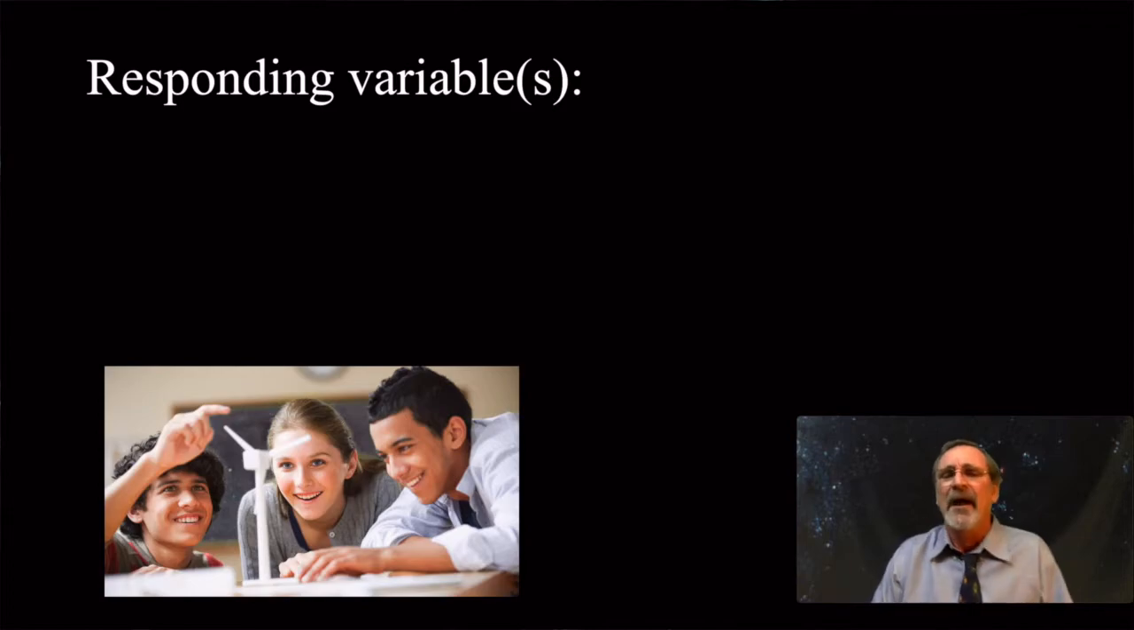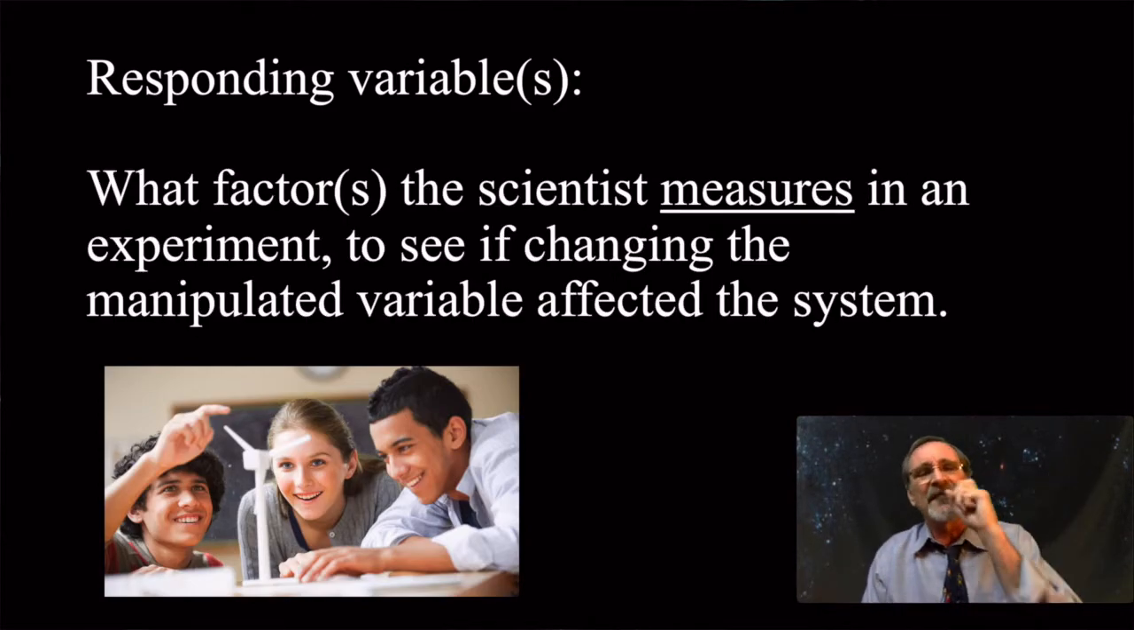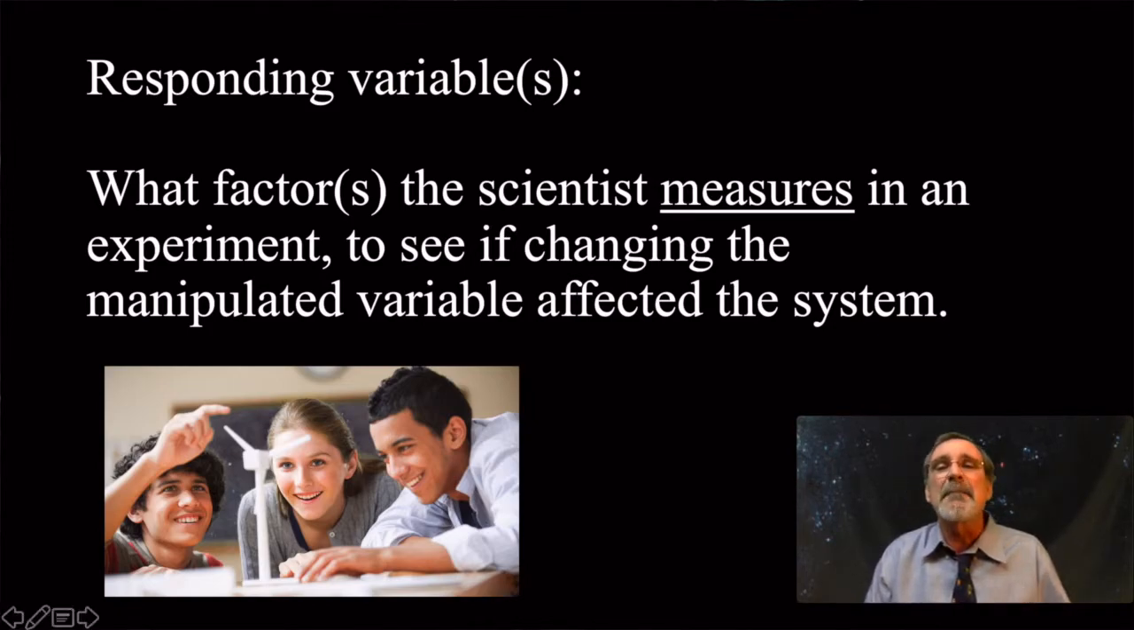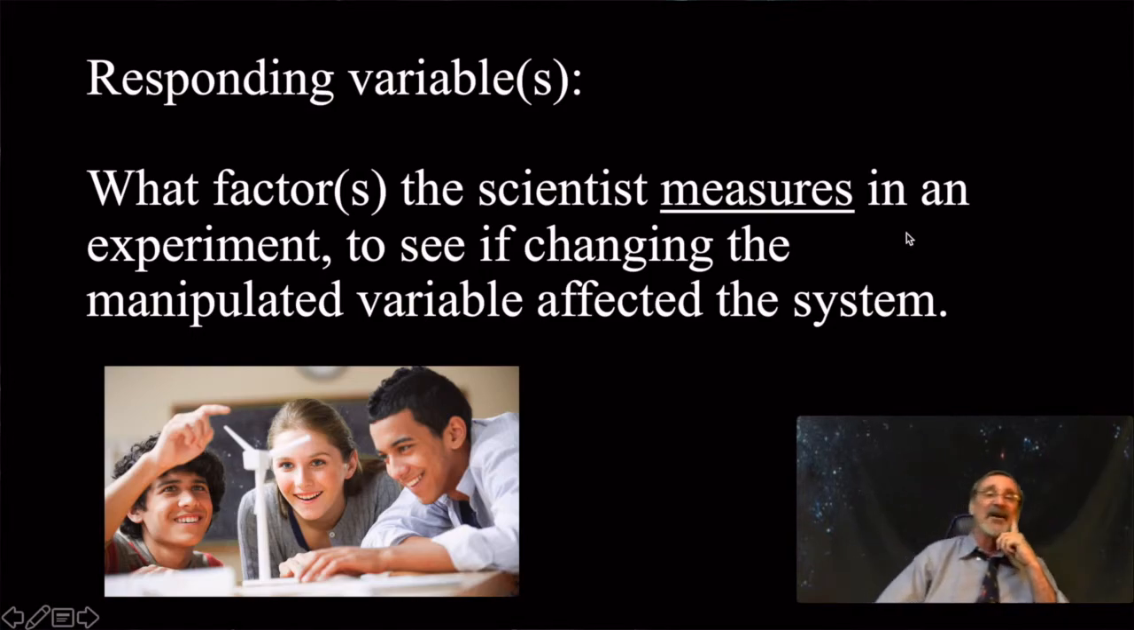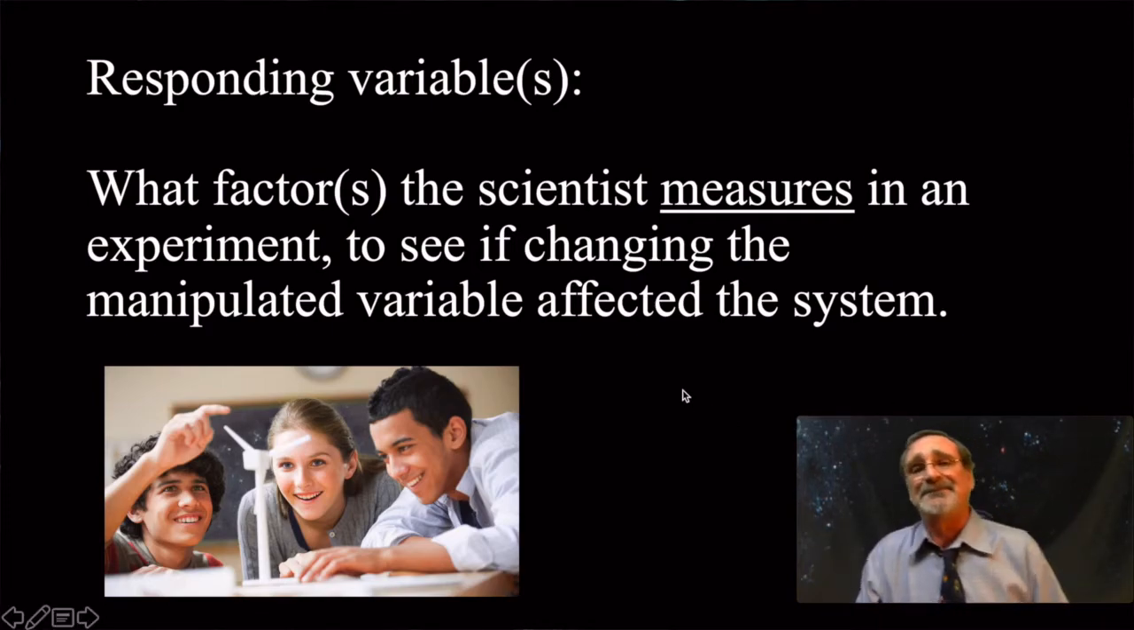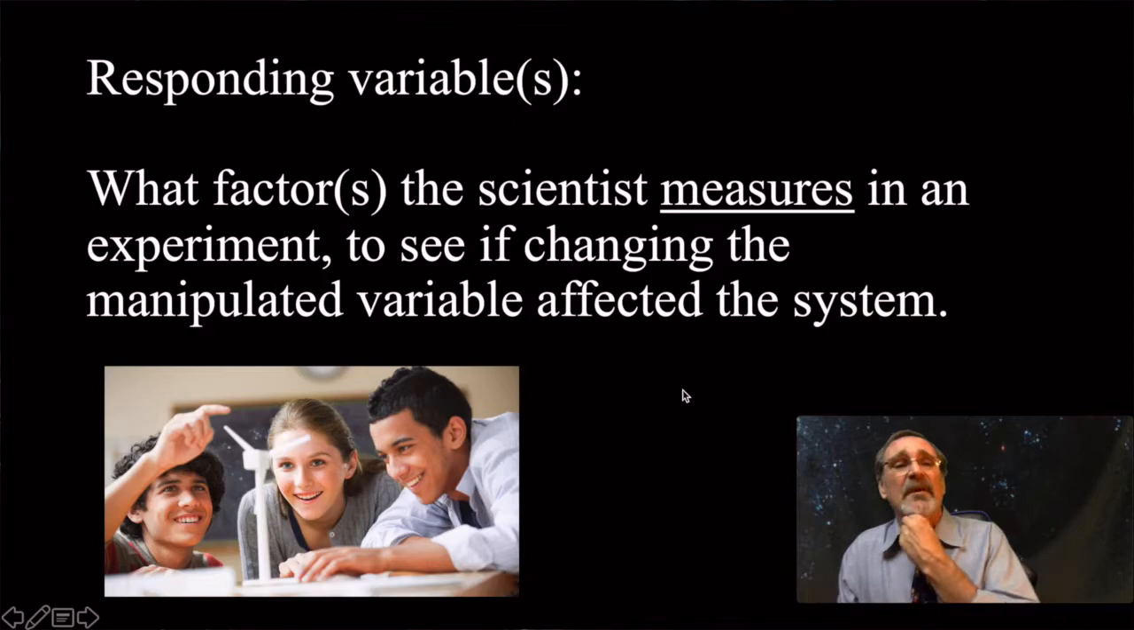Okay, so the responding variable, write this definition down. This is what factor or factors the scientist measures in an experiment to see if changing the manipulated variable affected the system. So this is the measurement you take. So go ahead, write that down. Now you might want to pause the video and write it down. I'm going to go ahead and move on with my lesson. Okay, so what factors the scientist measures in a system?